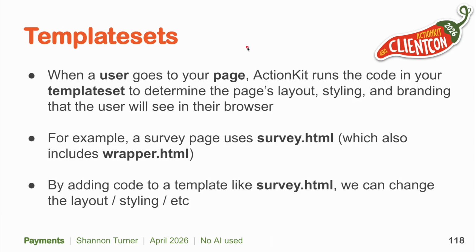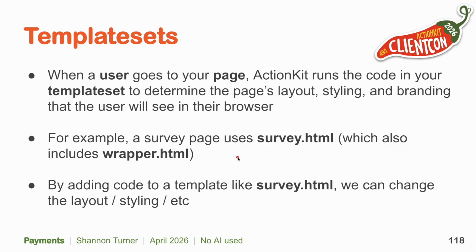So this part is a little bit abstract, but I think it's important to understand precisely how you have control over your styling and branding. When a user goes to your page, ActionKit is going to run the code that lives in your template set, and we do that to determine your page's layout, styling, and branding that the user sees in their browser.